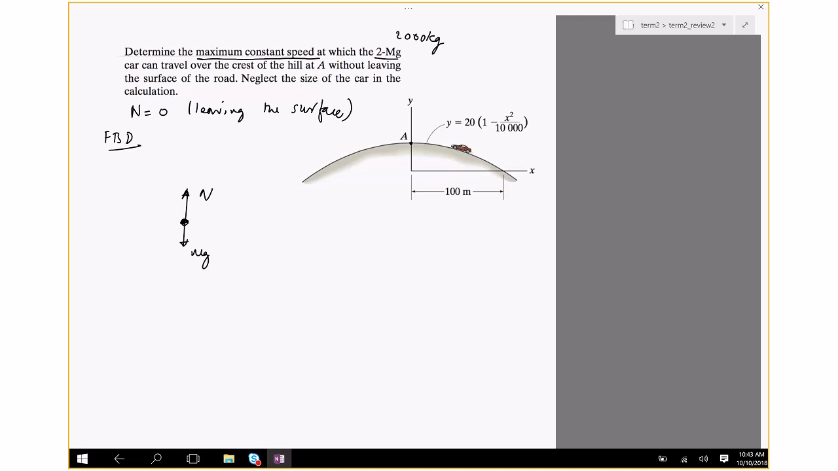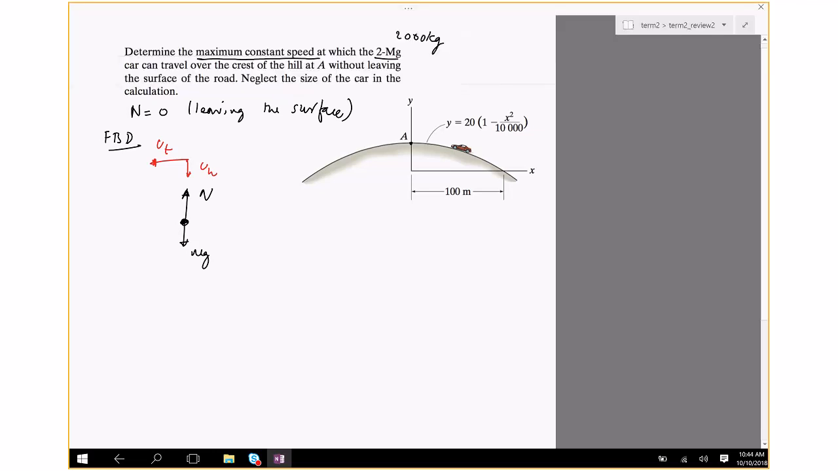Nt. And the reason why you would use nt is because when you're given the curve y equals f of x, like in this case you're given 20 times 1 minus x square divided by 10,000. That's y equals f of x. Use nt coordinates. So let's draw the nt coordinates here. Ut. So when you're given a function y and x, then that's nt. Don't use r theta, because if it's r theta, then the equation would be given as a function of r and theta.